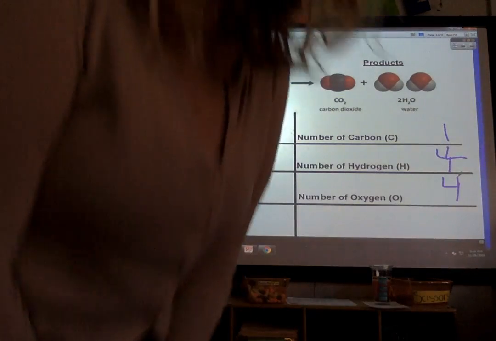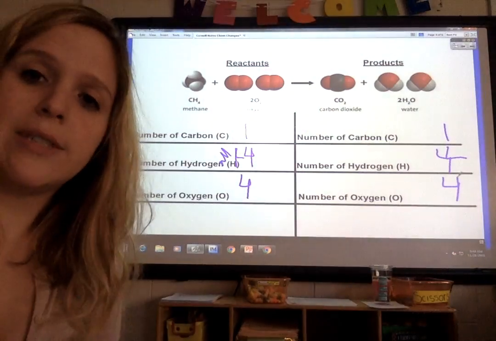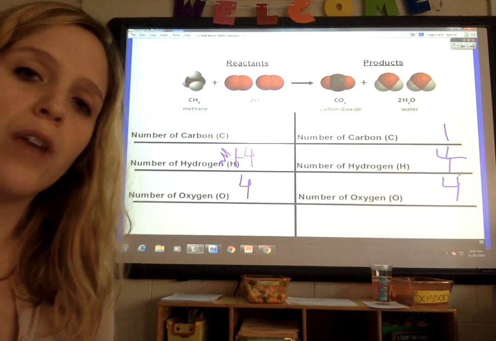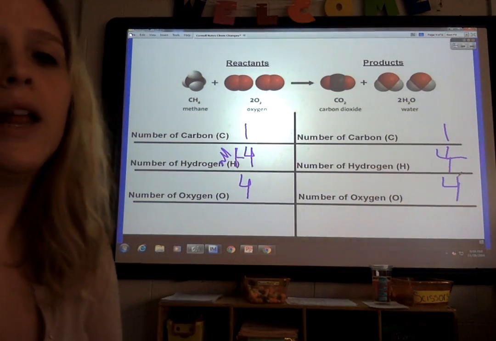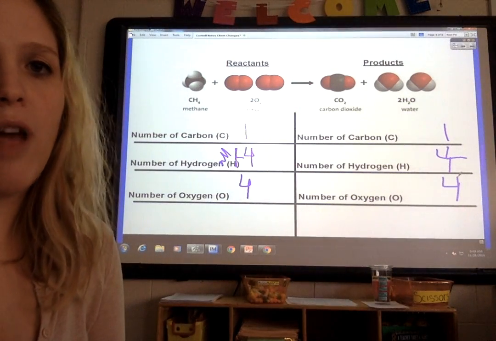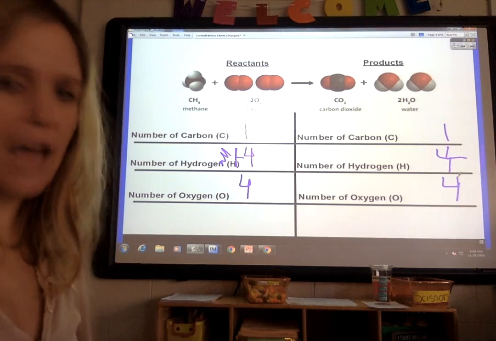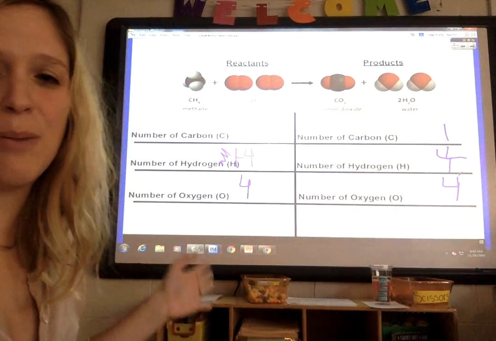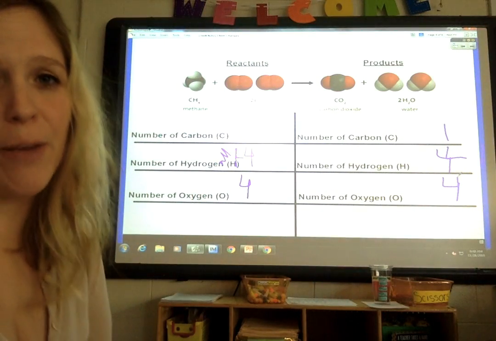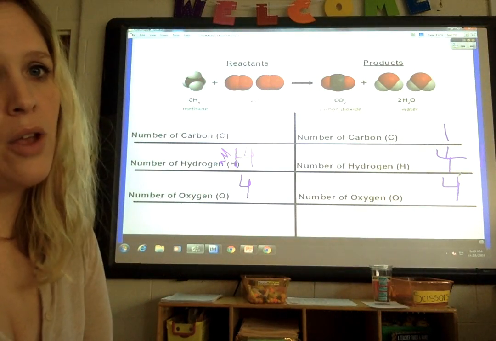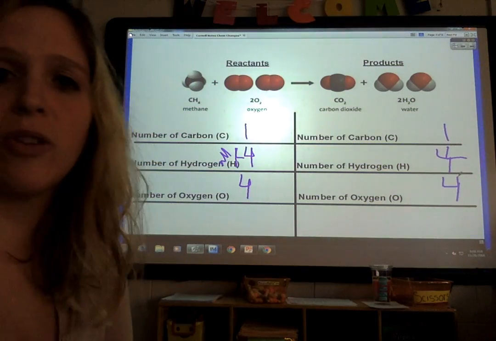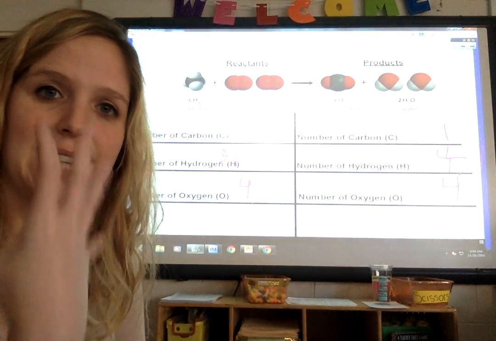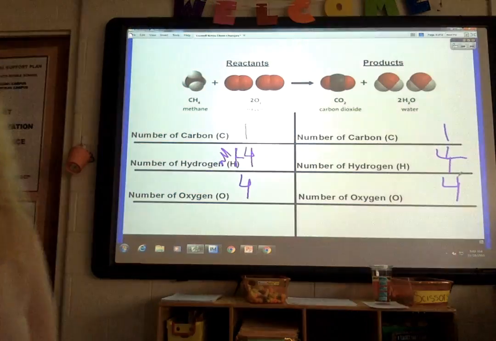So we're going to start talking about this a little bit more after we talk about chemical reactions and we kind of work through this. But this is an example of the law of conservation of mass. In a chemical reaction, you end up with the same exact amount of each type of atom on each side of the equation. So even though we have new substances created, we have the same amount of our original atoms.